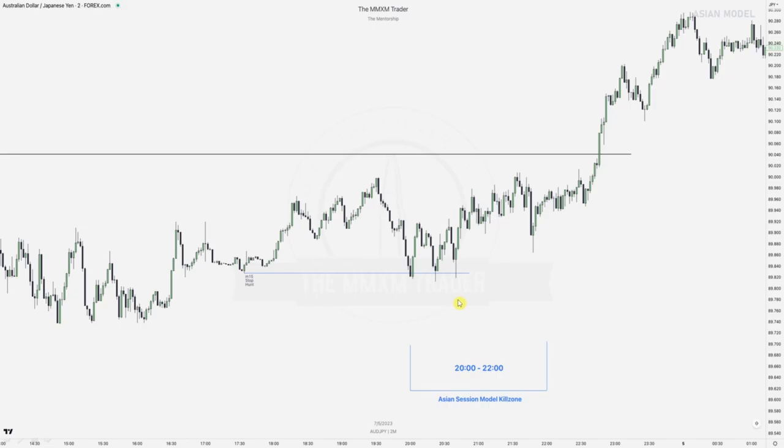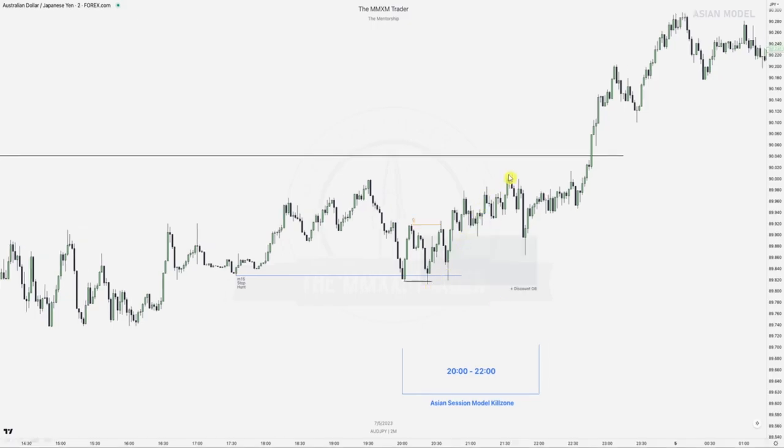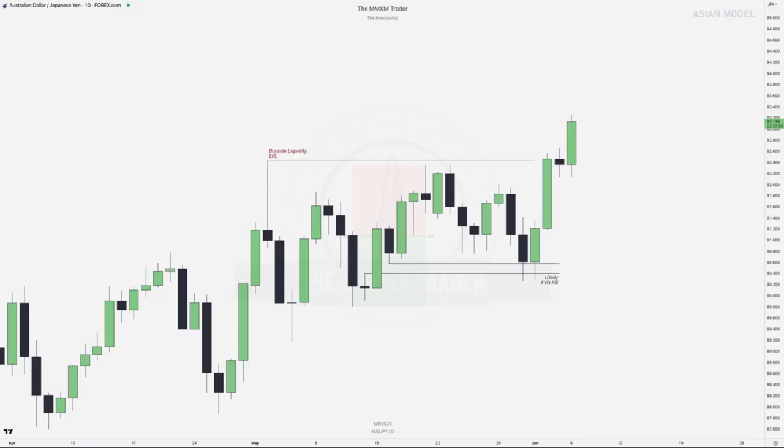But what do we do first? We draw out our discount and our premium levels, right? Discount is over here, premium is up here. We've got this nice discount order block marked out in time, breaking structure up here, and this should support price to go higher. Right, so over here we got that Australian dollar Japanese yen daily chart once again, right?